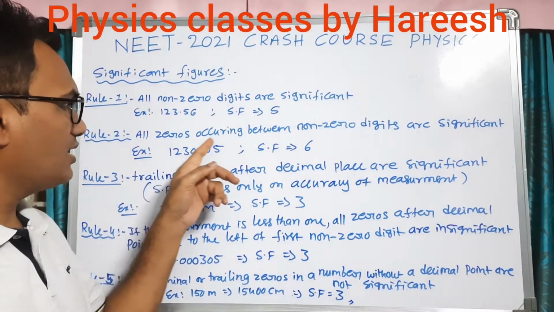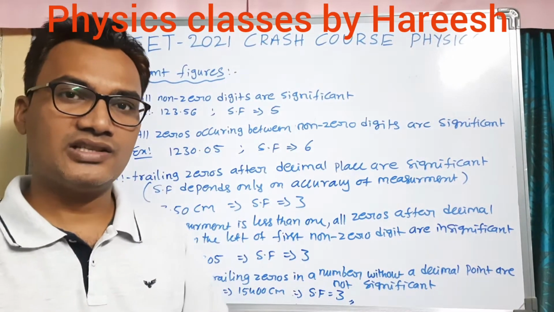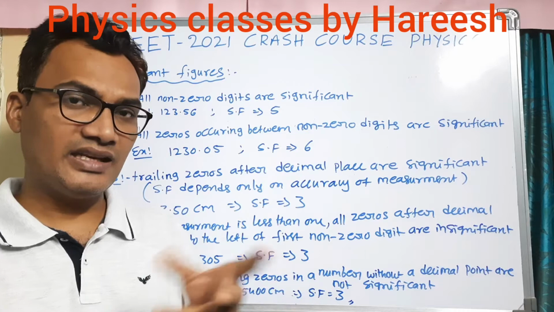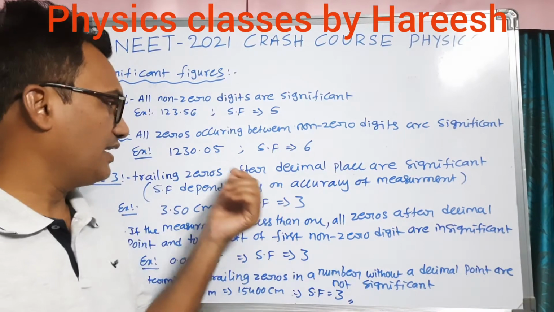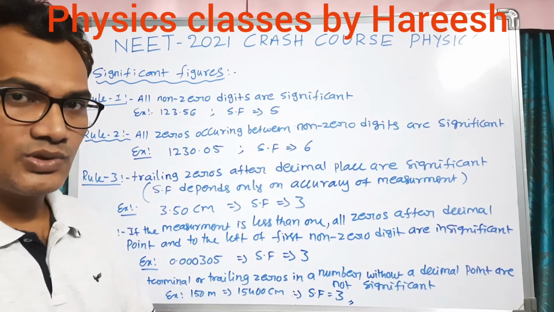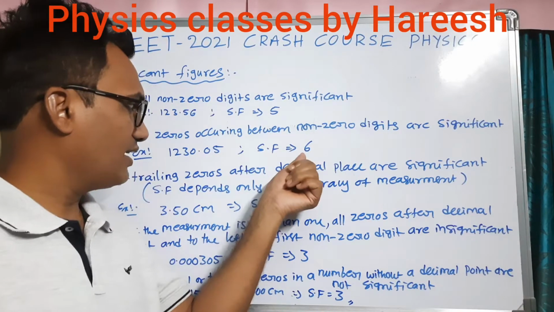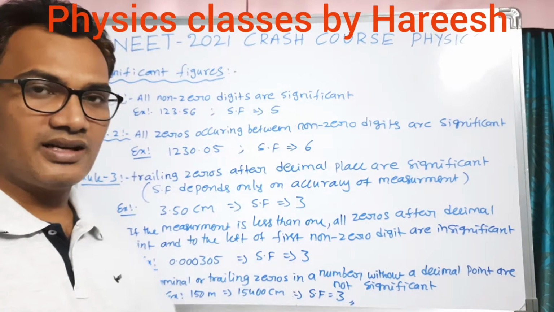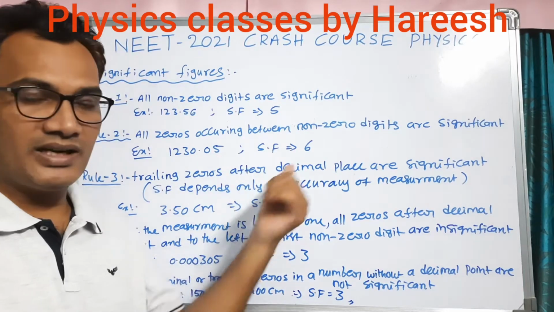The second rule is that all zeros occurring between non-zero digits are significant. Means zeros between any non-zero digits, like 1, 2, 3, 4, 5, 6, 7, 8, 9, are significant. Example here: 1230.05 is a measurement of one physical quantity. Here these two zeros are also significant, the one before the decimal and the one after the decimal. So the number of significant figures of this measurement is 6.